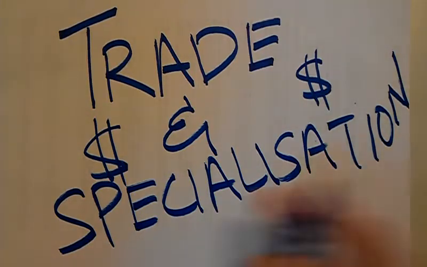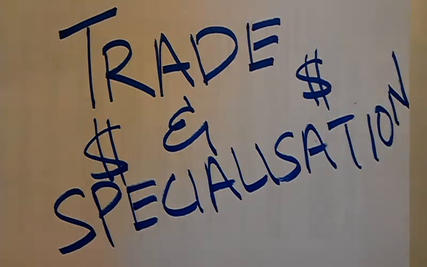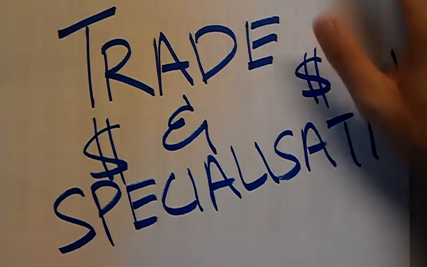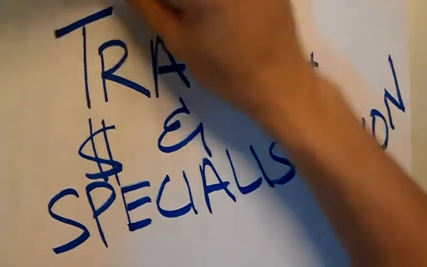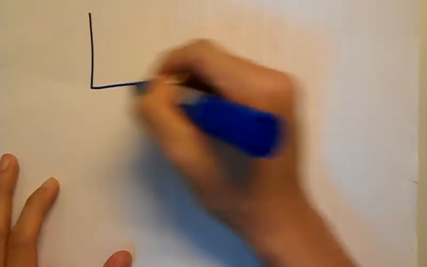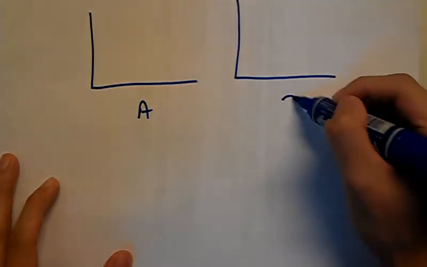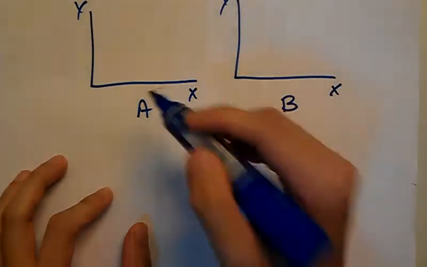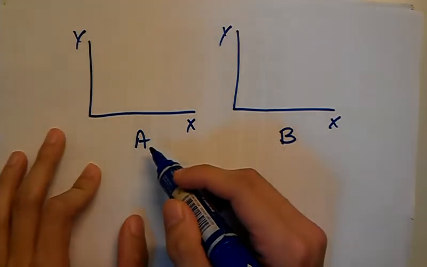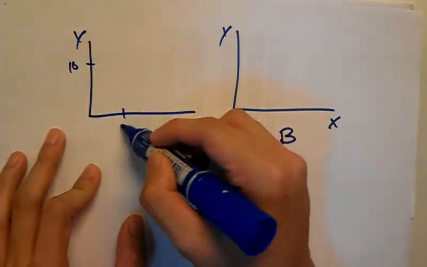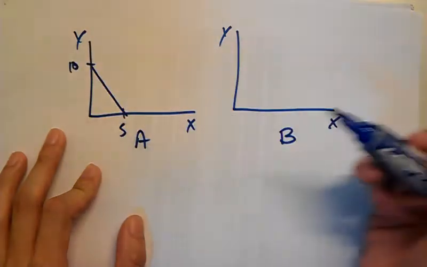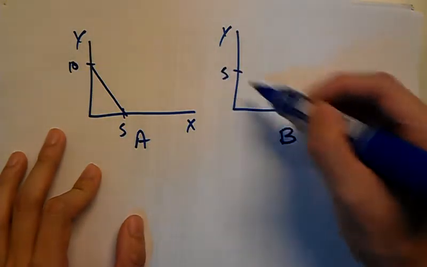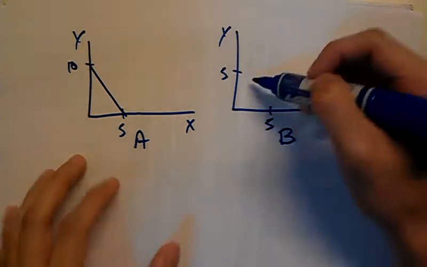For specialization and trade, I realize that most people are confused on how to identify the international price, so I will use an example to illustrate this. Assume two economies, economy A and economy B. Economy A can produce either 10 units of Y or 5 units of X. Economy B can produce either 5 units of Y or 5 units of X.